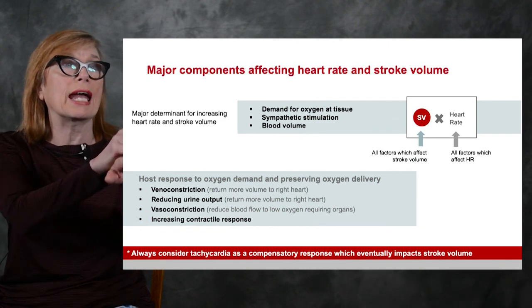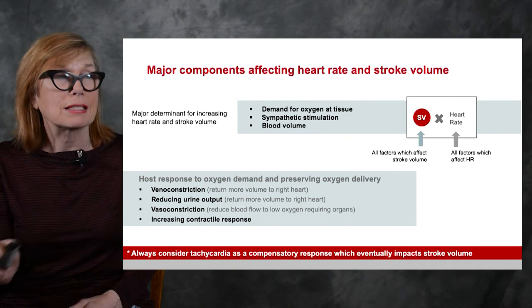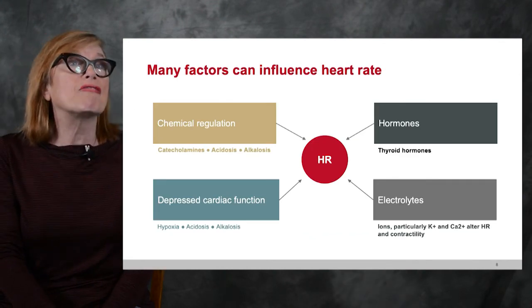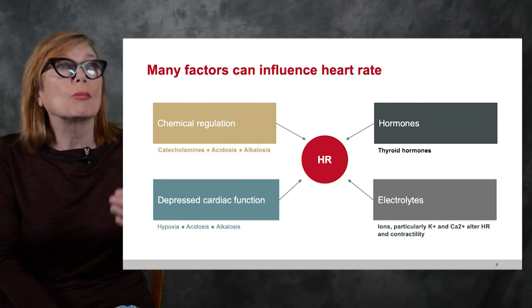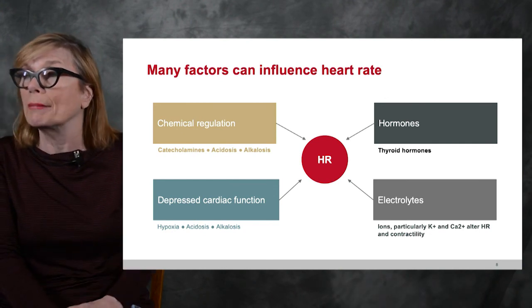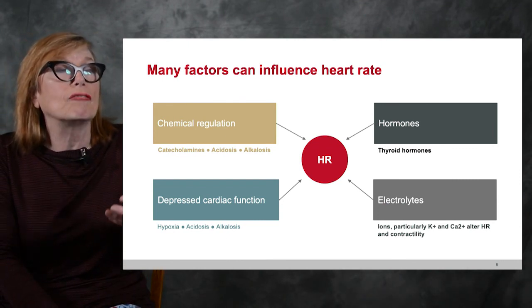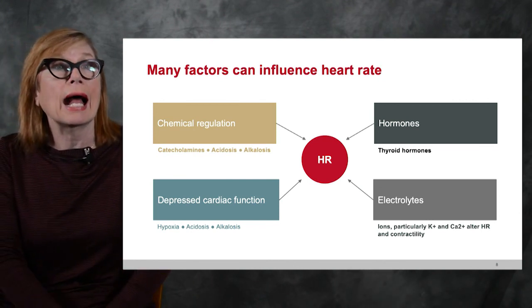They're always engaged until they're not, right? So don't forget that. That's a really important uncoupling technique. So many factors affect heart rate. Lots of things affect heart rate. Chemical regulation, that's about our catecholamines, about acidosis and alkalosis. Depressed cardiac function occurs with hypoxia, and again, acidosis and alkalosis.